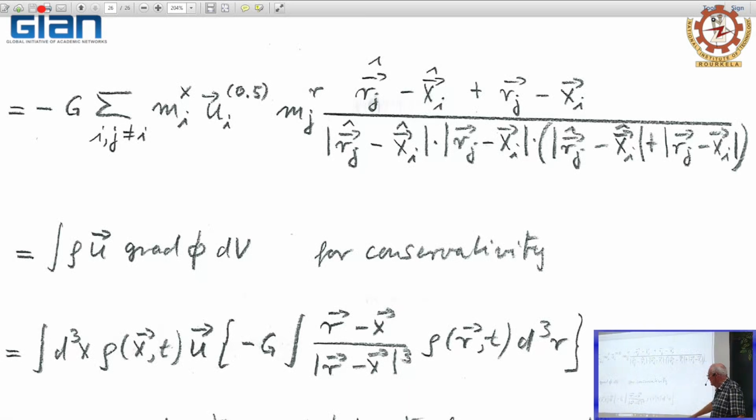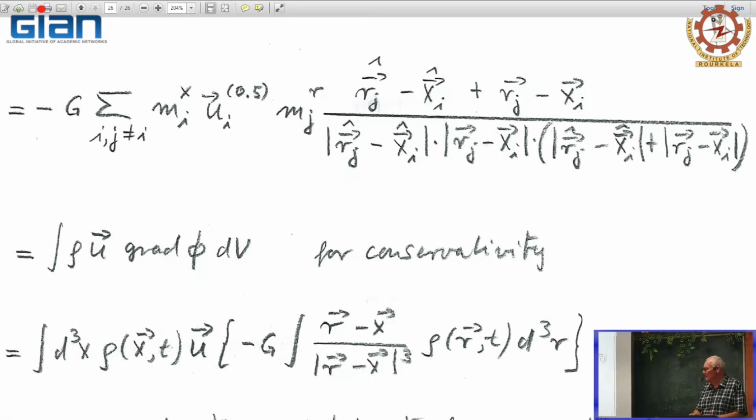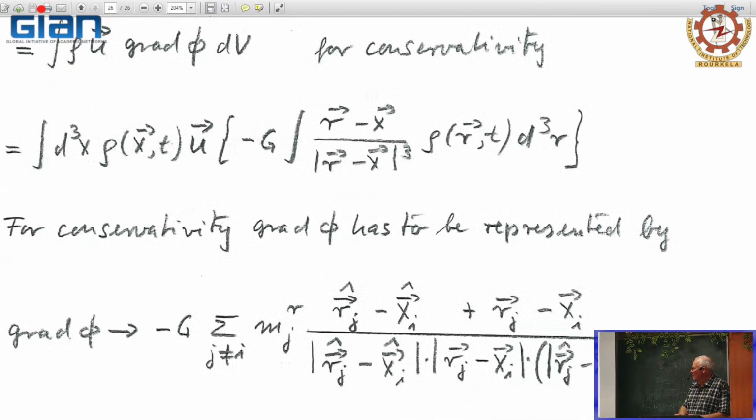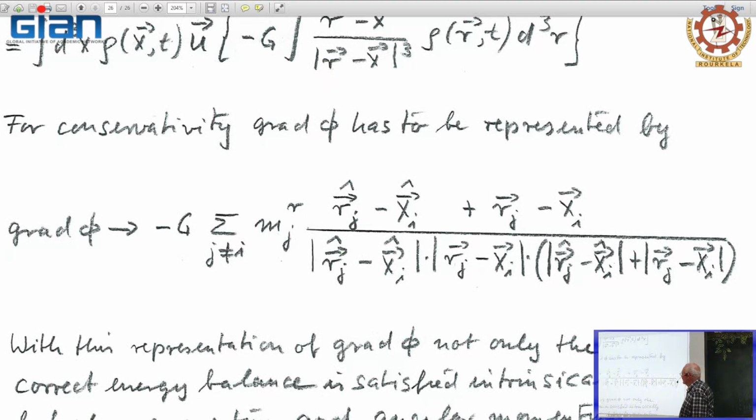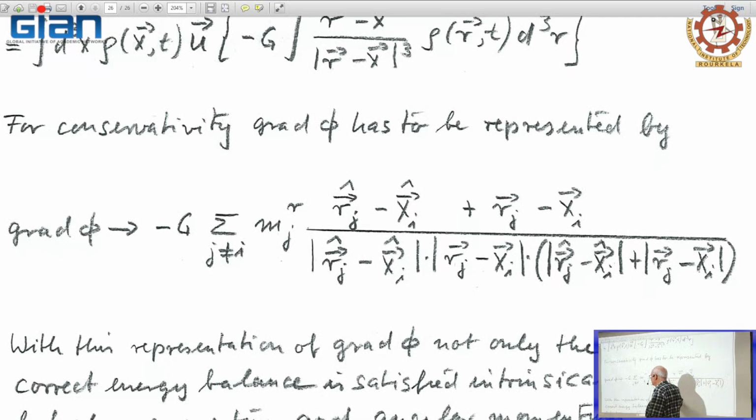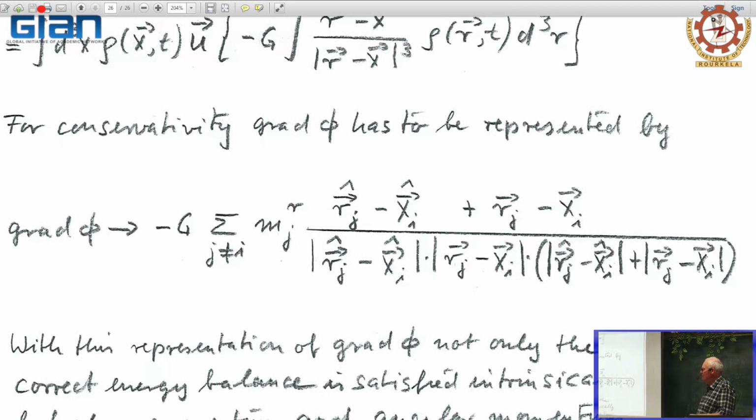Well, this might be written, first of all, in terms of the integral representation of the gravitational potential, and this is now to be represented by this quantity. So this means, just for conservativity, we have to discretize the gradient of the potential in this way to obtain conservativity with respect to the gravitational energy.